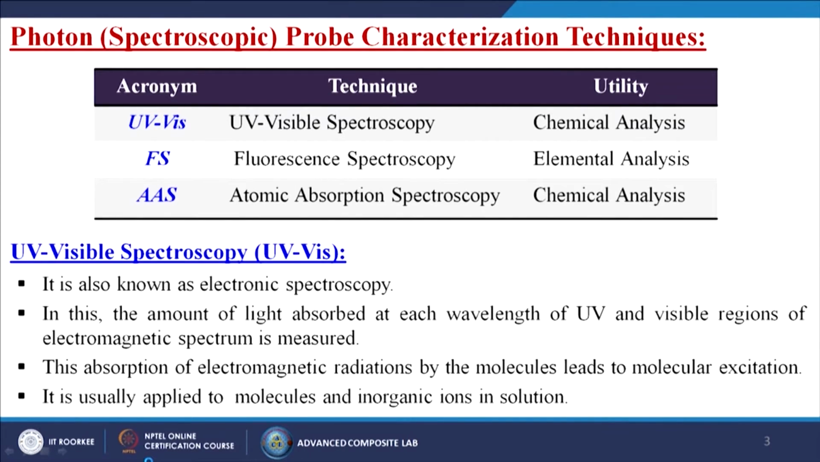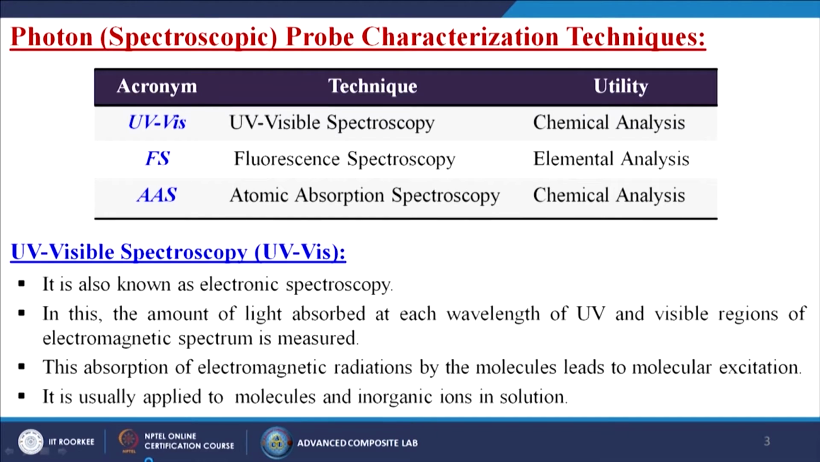Generally, three characterization techniques come under this category. One is UV-vis, that is UV visible spectroscopy, which we generally use for chemical analysis. Another is FS, or fluorescence spectroscopy, which we use for elemental analysis. Another is AAS, atomic absorption spectroscopy, which is for the chemical analysis of materials.